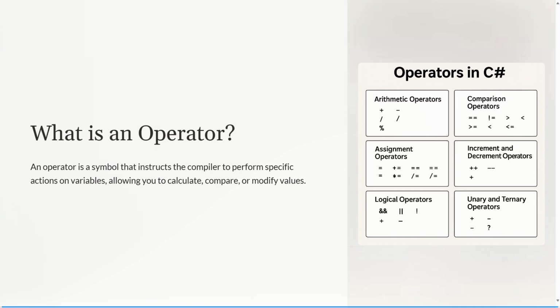An operator is a symbol that tells the compiler to perform a specific action on one or more variables. You can think of them as tools to calculate, compare, or modify values.